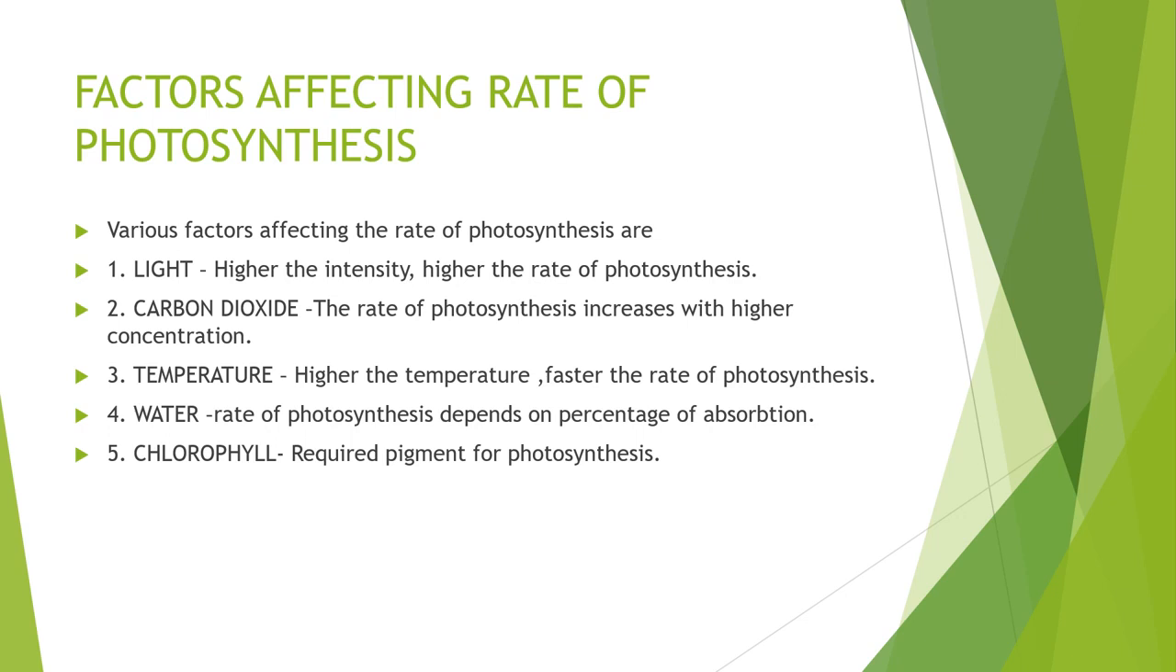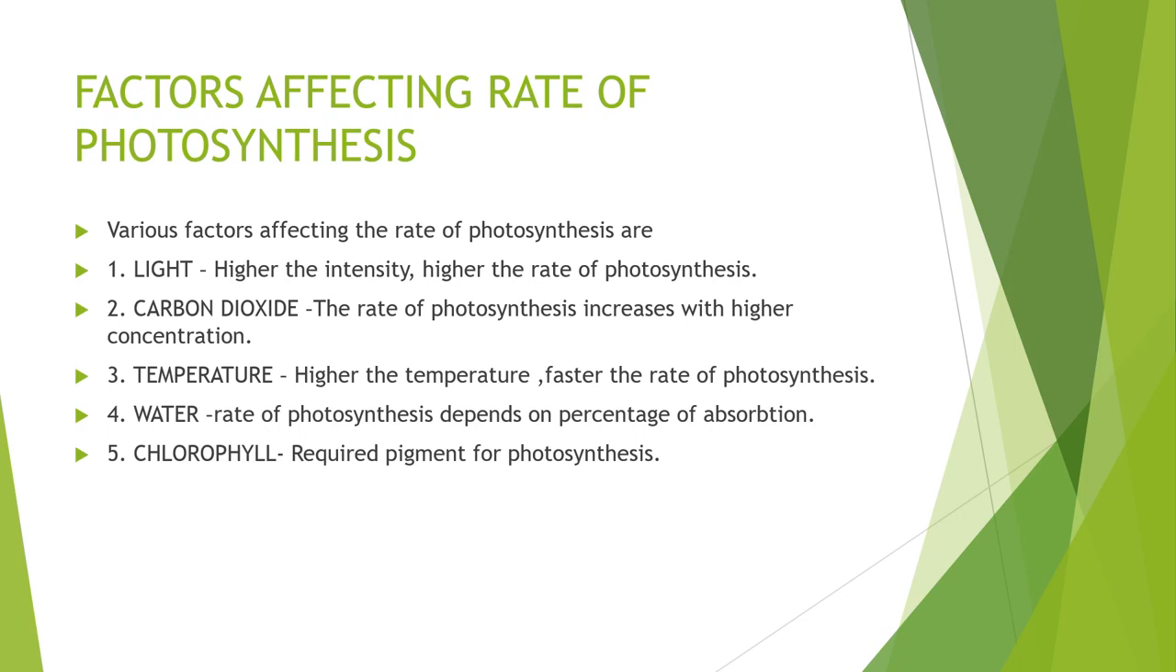Now let us discuss the second factor, that is carbon dioxide. The rate of photosynthesis increases with the increased concentration of carbon dioxide up to 1%. Beyond this, the plant will not take in any more carbon dioxide. All the green plants get carbon dioxide from the surrounding air. The aquatic plants get carbon dioxide dissolved in water. So in short, we can say the rate of photosynthesis increases with higher concentration.